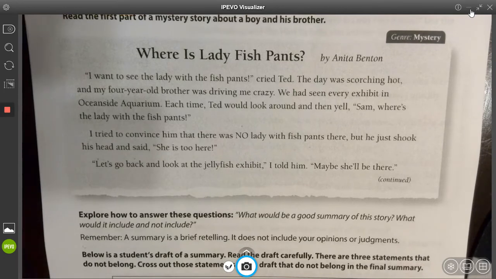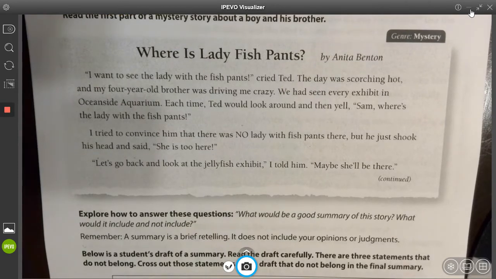"I want to see the lady with the fish pants," cried Ted. The day was scorching hot, and my 4-year-old brother was driving me crazy. We had seen every exhibit in Oceanside Aquarium. Each time Ted would look around and then yell, "Sam, where's the lady with the fish pants?" I tried to convince him that there was no lady with fish pants there, but he just shook his head and said, "She has two here." "Let's go back and look at the jellyfish exhibit," I told him.